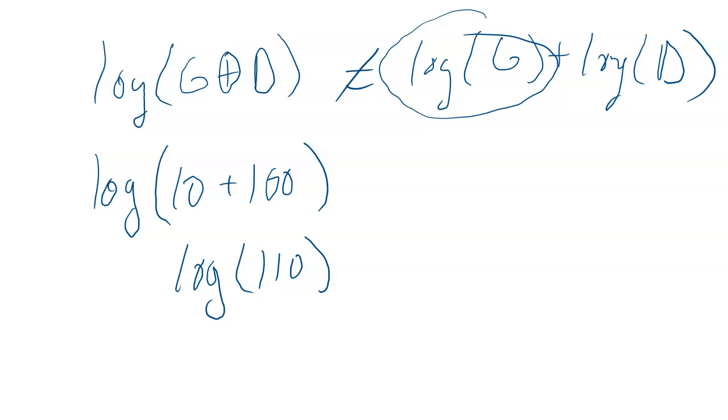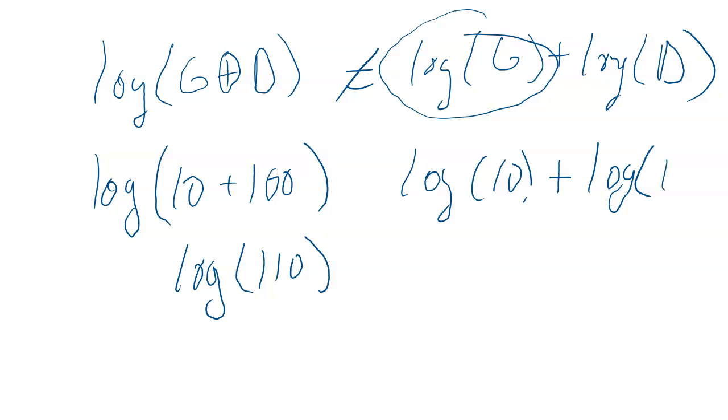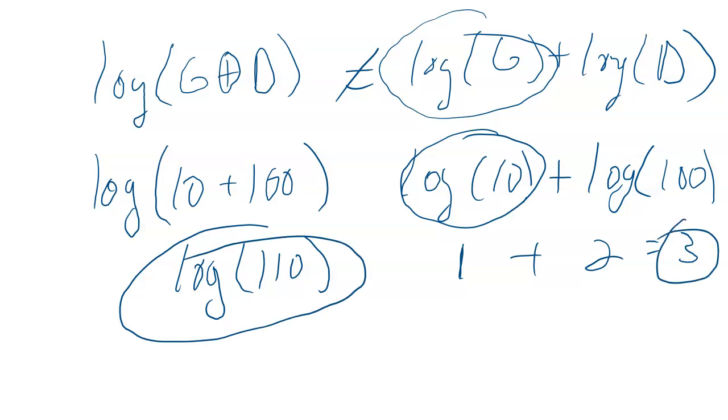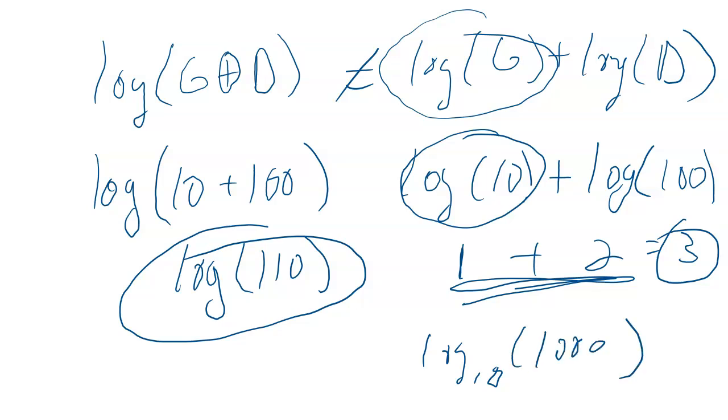And then if I were to do this side, I'd get log of 10 plus log of 100. And log of 10 is 1, and log of 100 is 2, so this answer is 3. But these are definitely not the same. This is equivalent to log base 10 of 1,000. But yeah, that rule's garbage. False.